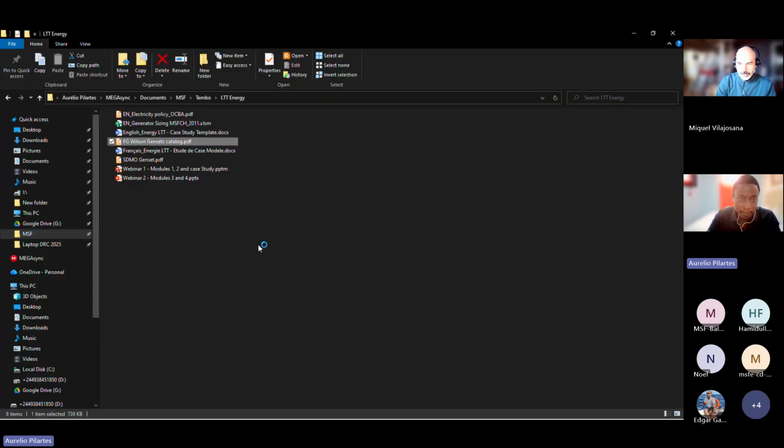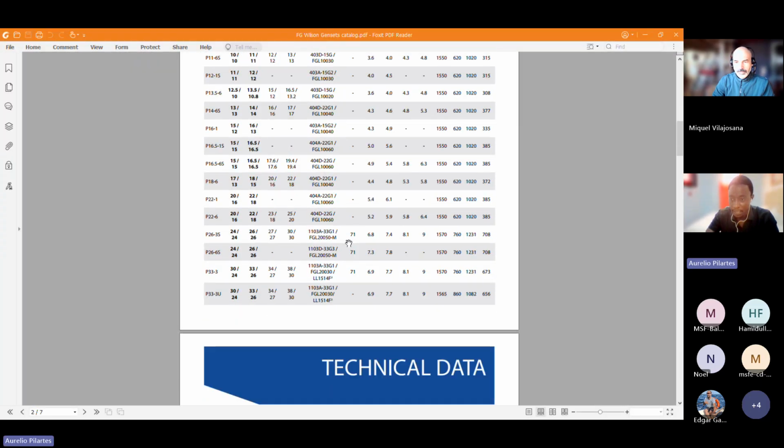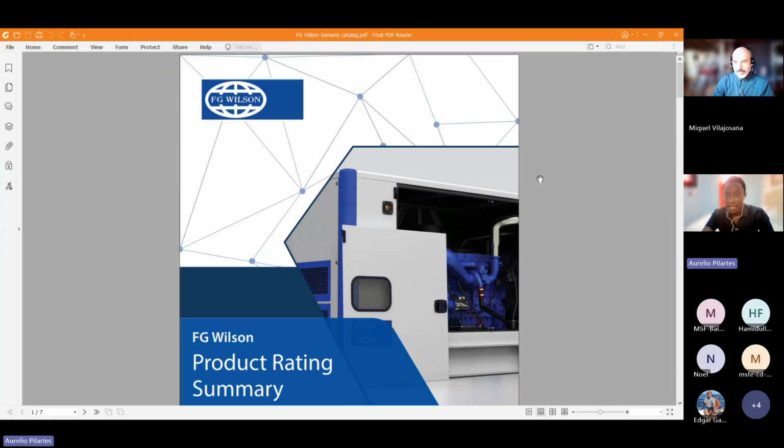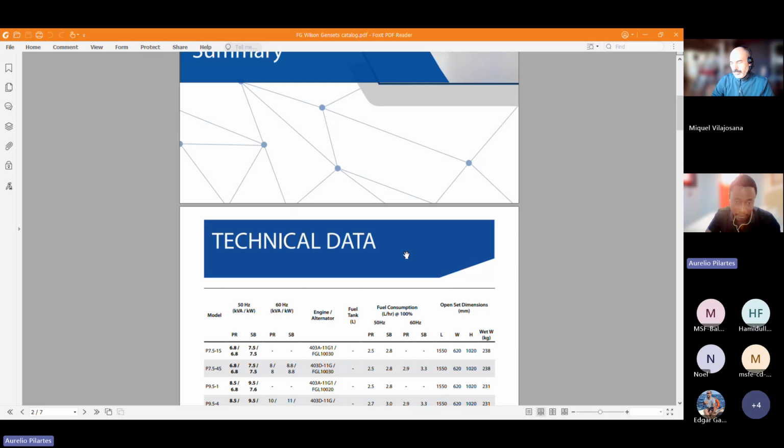So you don't choose blindly. If you have a catalog, you could go for a catalog of any good brand. That could be FG Wilson, SDMO, Caterpillar, let's say the available brand in the context where you are. Available and good brand, of course.